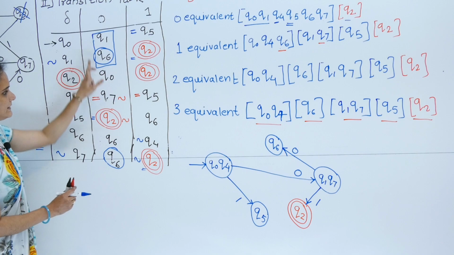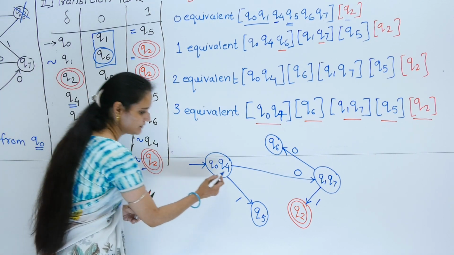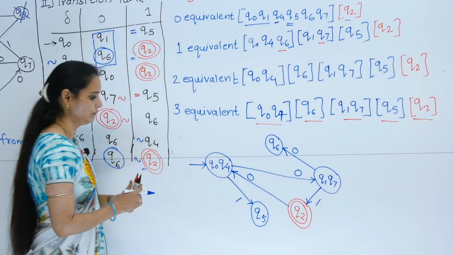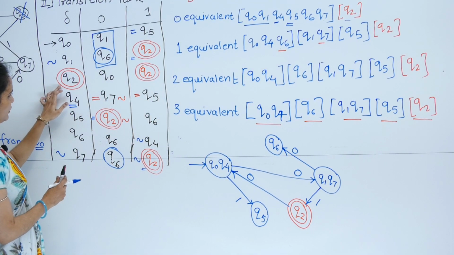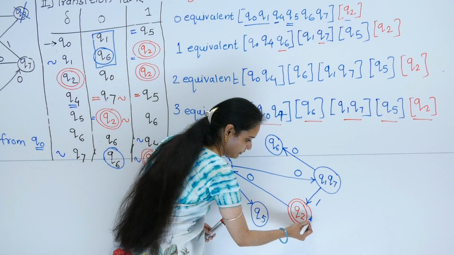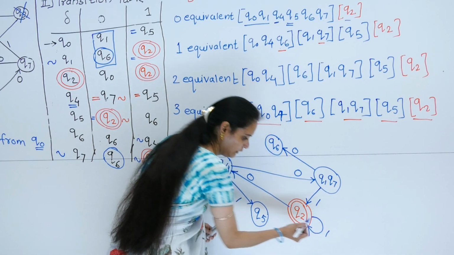Q2 on input 0, it goes to Q0. Then Q2 on input 1, it goes to Q2. So here we are making one loop.